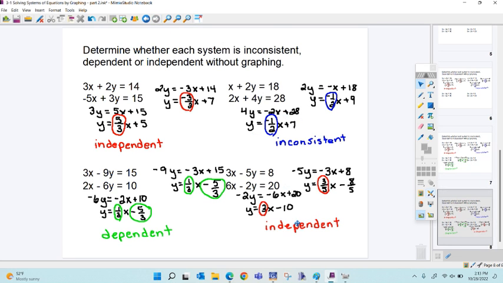This one is going to be independent because when you solve for y, we get 3x here, and we get 3/5 there, something completely different. It doesn't even try to trick you into thinking that it's the same, so independent when they're completely different on the slopes. They could have the same y-intercept and still be independent. It's all found in the slopes for those. Okay? All right.